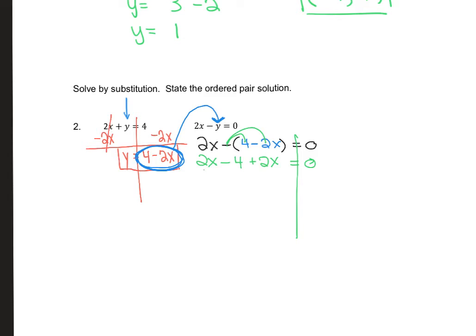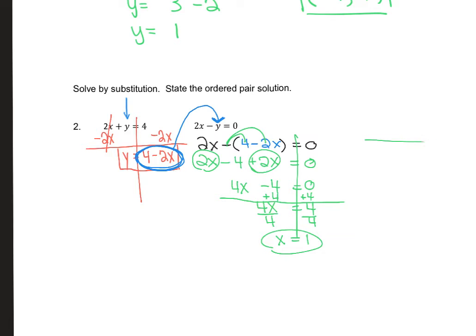Now, combining like terms, I have 2x and another 2x. That gives me 4x minus 4 equals 0. Now I skipped a little step there. I had to add 4 to both sides. That gives me 4x equals 4. I divide both sides by 4, and I get x equals 1. So when I put that in my ordered pair, that goes in the first spot.